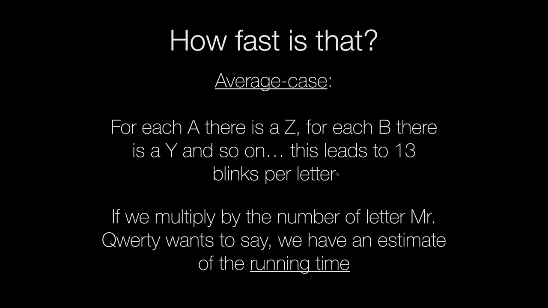If you sum up the worst case and the best case, basically, you get this: 13 blinks, okay. If we multiply by the number of letters Mr. Qwerty wants to say, we have an estimate of the running time, okay? An estimate. So if he wants to write a book, well, we are still in trouble, okay? Because if we have 1 million letters in our book, we are talking about 13 million blinks, but at least we know, okay? We have an estimate.